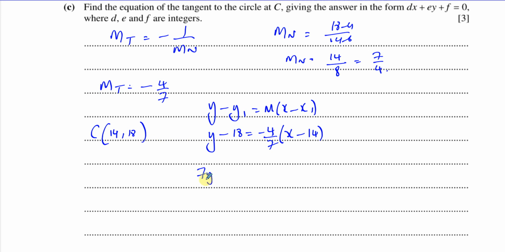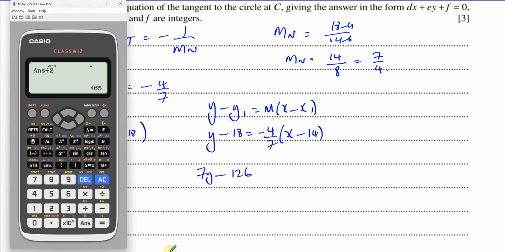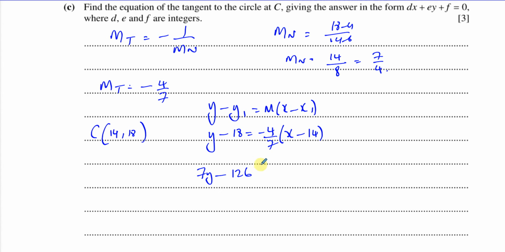So I've got 7y minus, that's 70 plus 56, which is, I think, 126. Okay, 7 times 18, let's just make sure. 126, that's right. And then you're going to have equals. Now the 7's gone. When you multiply, you have -4 times x, which is -4x, and -4 times -14, which is positive 40 plus 16, positive 56.